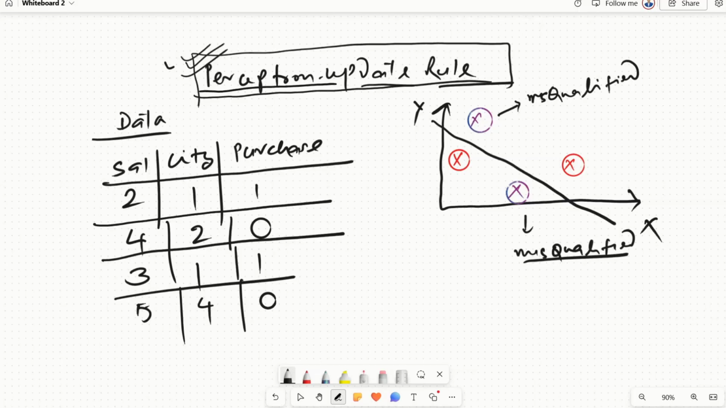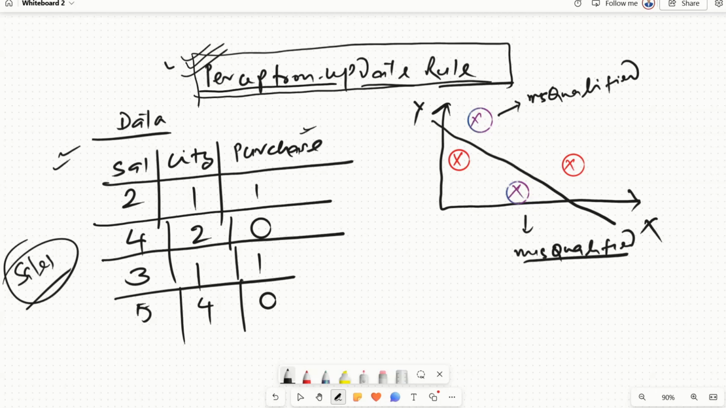In order to explain that, I'm using a very small data set, which I have been using in all my classes. Suppose I have a salary feature, a city feature, and another column called purchase. It can be a company's sales data, and on the basis of salary and city, I'm predicting whether the product has been purchased or not. This is hypothetical, just random data, not real data.